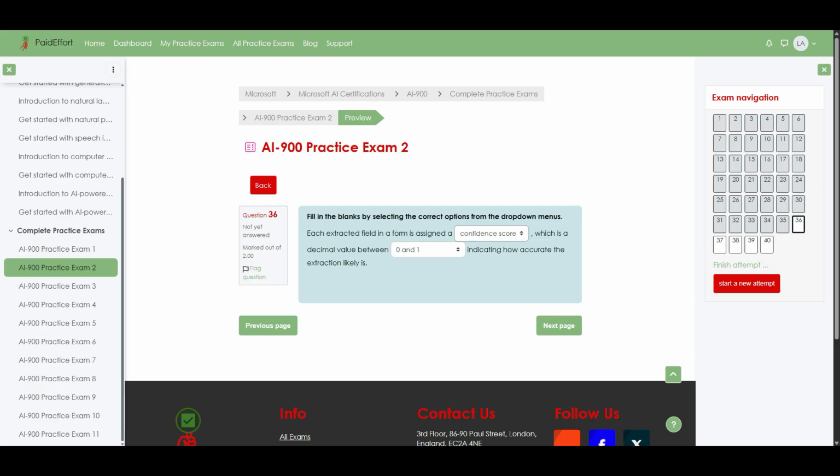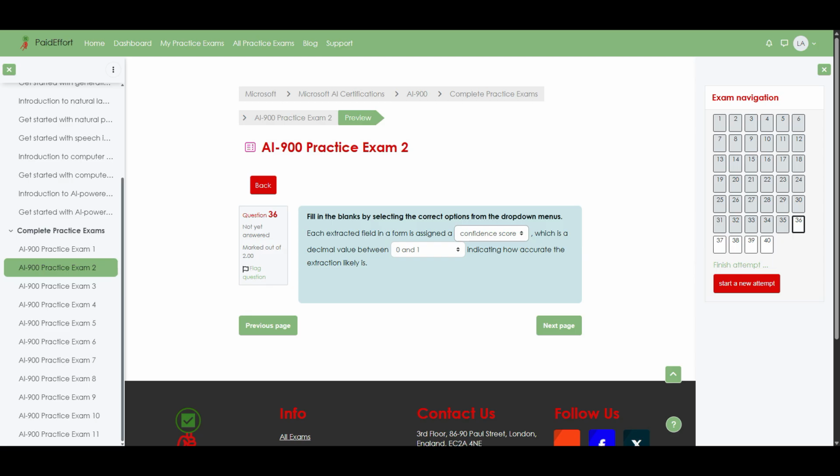A confidence score tells us how reliable an AI model thinks a specific extraction is. For instance, if a form field is read as invoice number 4783 and the model assigns a score of 0.98, it means the system is almost certain it captured that value correctly. Now, the scale is important. Confidence is always expressed as a decimal between 0 and 1. The closer the score is to 1, the more confident the model is in its result.